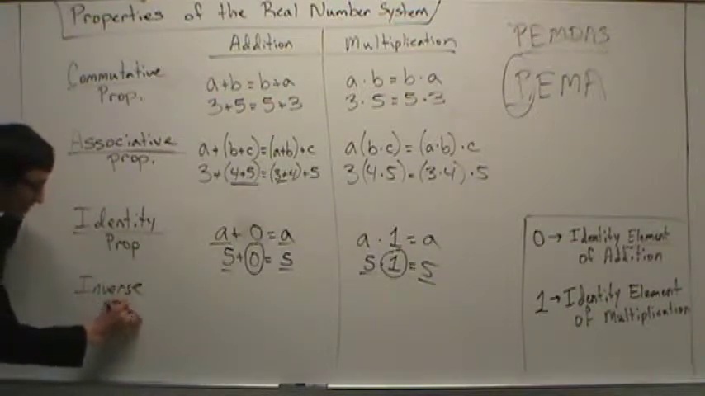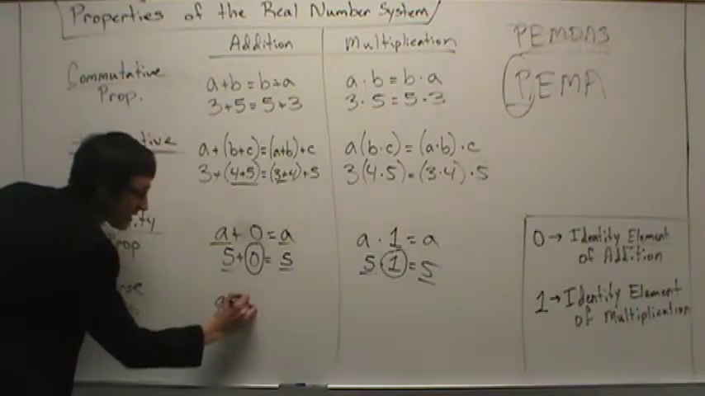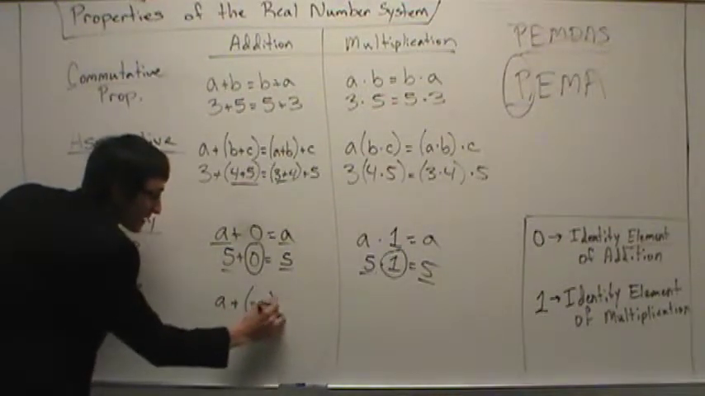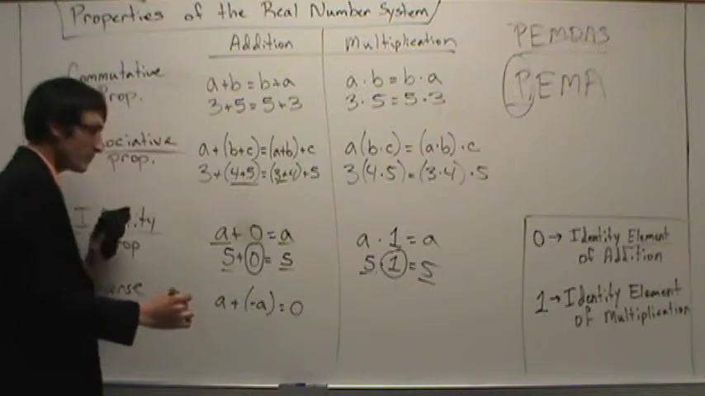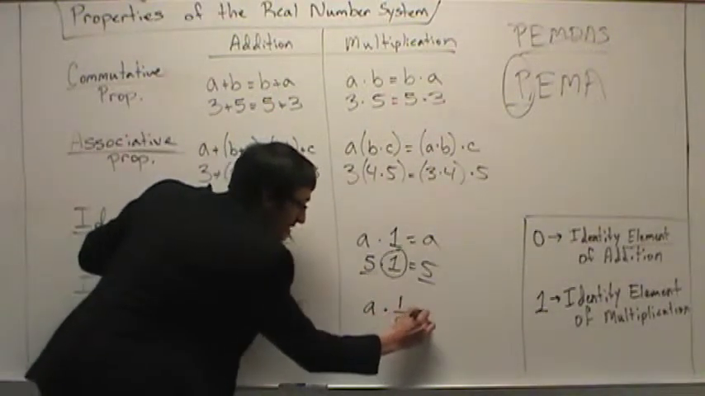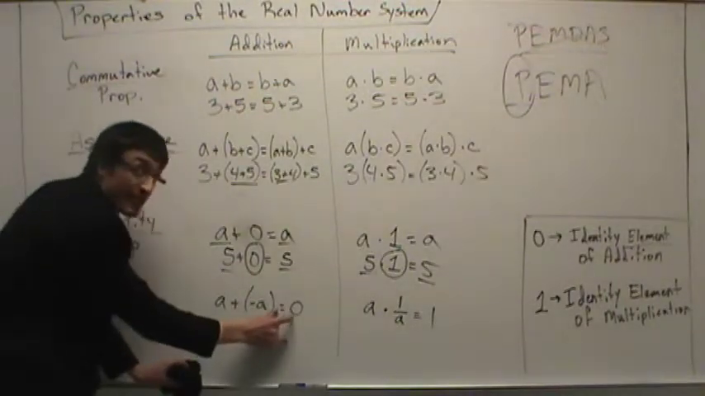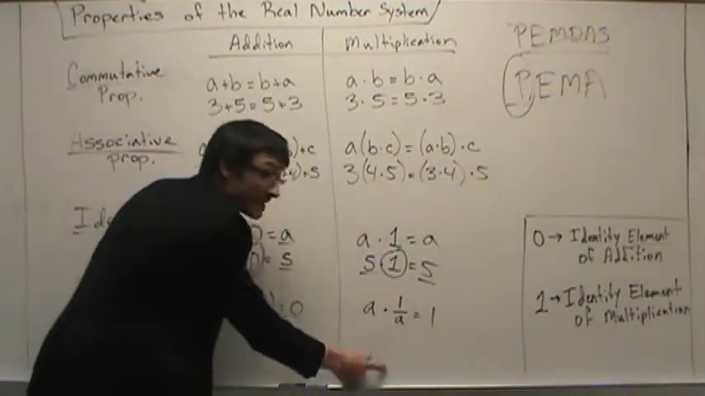Inverse property. A plus the opposite of A is 0, or A multiplied by 1 over A is 1. Basically notice what we're ending with. We're ending with the identity element.